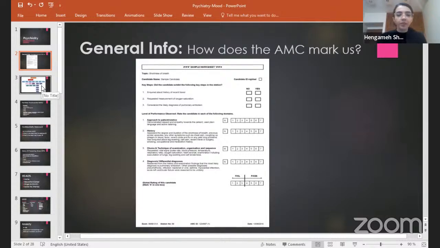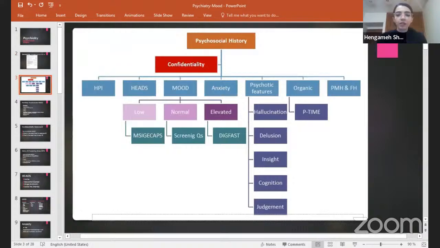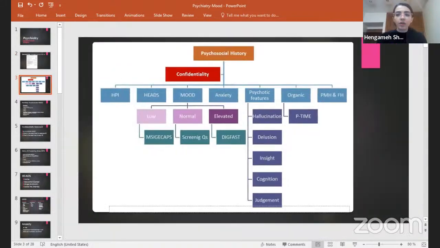All right. So I've prepared an algorithm for psychosocial history. At first, this might look a bit confusing for everyone, but in a few minutes, once we go through all the different parts of this algorithm, it will be made a lot easier.